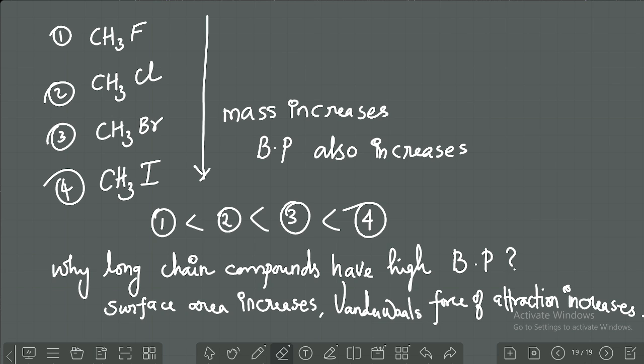And last page. Alkyl groups are similar. All are methyl groups only. Now we changed only the halogen bonded. Fluorine, chlorine, bromine, iodine. When you go down the group, atomic weight increases. When atomic weight increases, boiling point also increases. Right? So mass increases, boiling point increases. So as it is, that is the increasing order. And see why long chain compounds have high boiling point. Surface area increases, van der Waals force of attraction also increases. Is it clear? So that's all about this chapter.